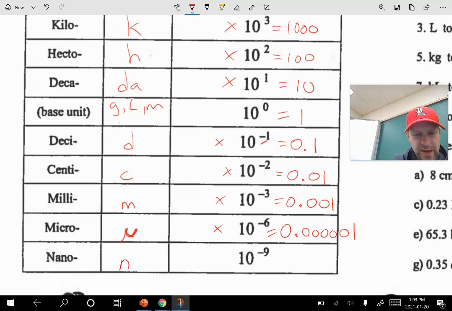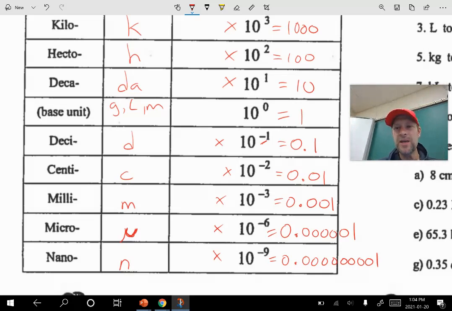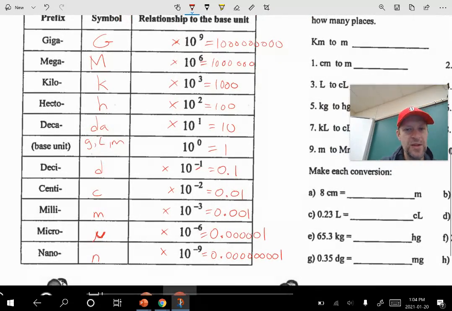Nano is not too bad. It's just a lowercase n times 10 to the negative 9. And that's going to be 0.1, 2, 3, 4, 5, 6, 7, 8, 9, 1 billionth. A nanometer is 1 billionth of a meter. It would take 1 billion nanometers to make a meter. All right, so there's the table. Those are your conversion factors. If you know how to use exponents on your calculator, it can be very handy. If not, you've got to use these larger versions I wrote out on the right.